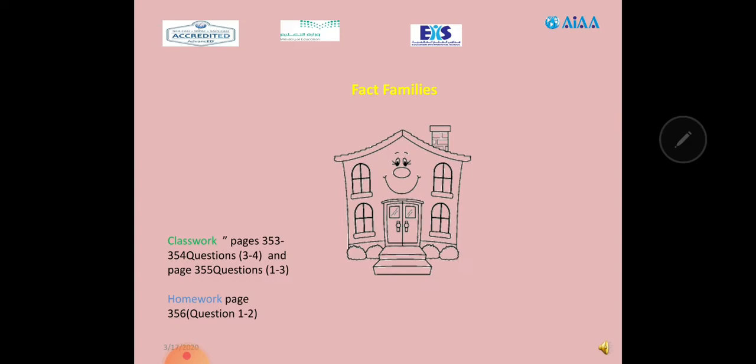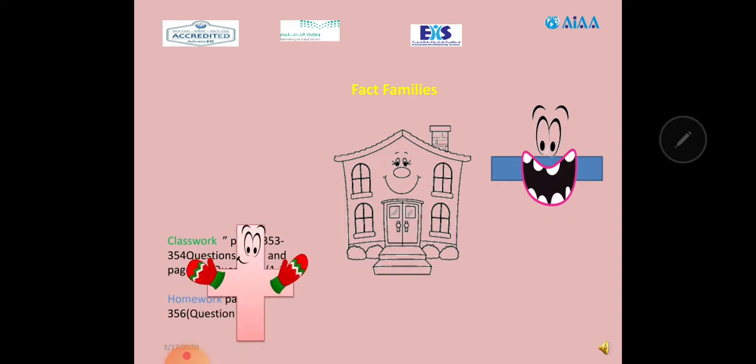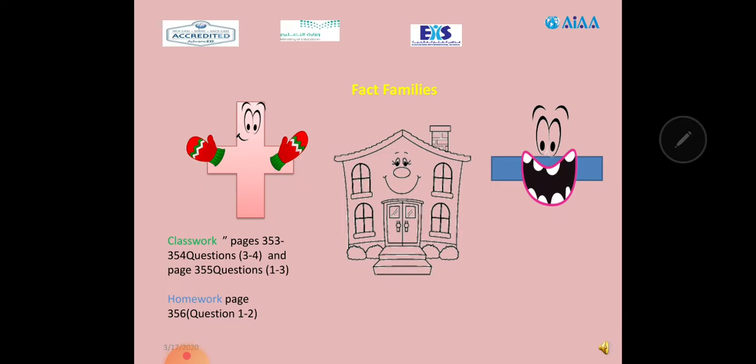Okay? Fact families, you can see here what we have. A house, where the family can sit inside the house. And we have the minus sign, say hi for the minus, and the plus sign. You know that plus sign and minus sign are opposite, like cold and hot, fast and slow.